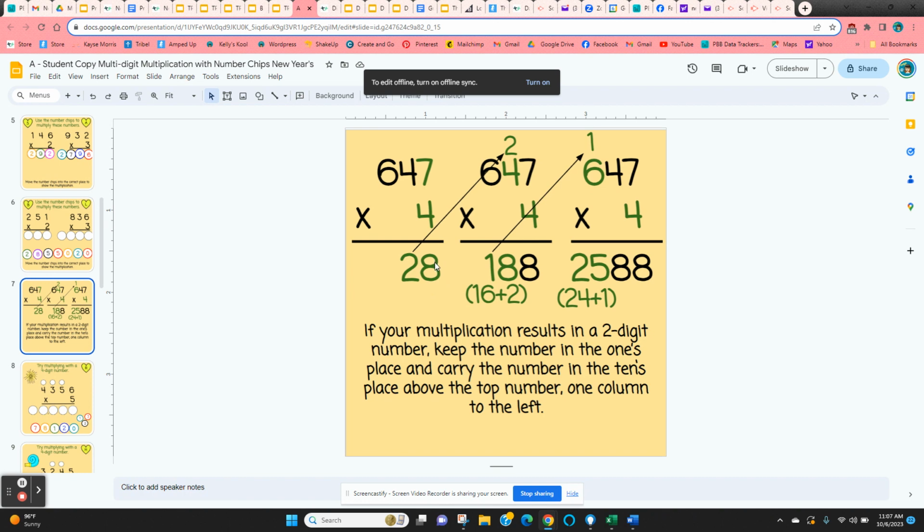You're going to write the number that's in the ones place, and then you're going to carry that other number to the next column to the left, right above this number. So here we have 4 times 7 is 28. We're going to leave the 8, carry the 2. Then we take 4 times 4 is 16, and we're going to add the 2. That gives us 18. Now that 8's going to stay there. The 1 is going to go now to the next column on the left, right above this number. We're going to multiply 4 times 6 and then add the 1.